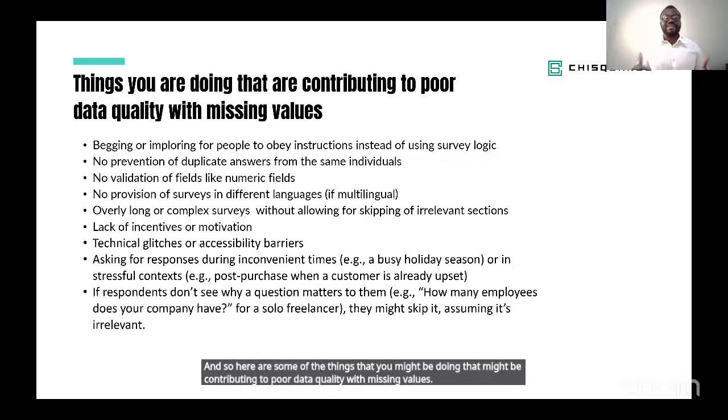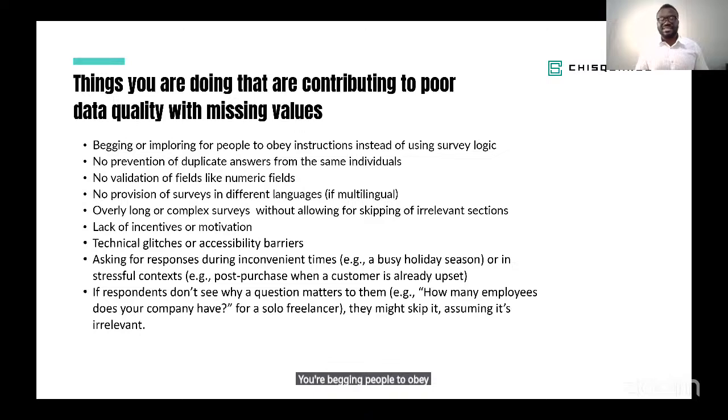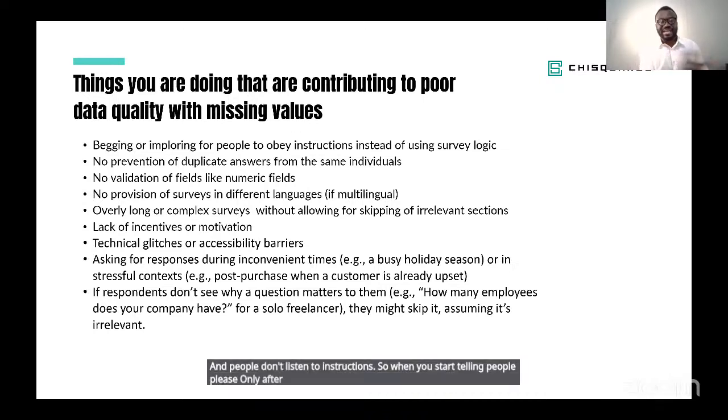You're begging people to obey instructions. One thing you have to realize is that people don't read and people don't listen to instructions. So when you start telling people, please only answer this survey if you're eligible, nobody's going to listen to that. You're going to have a whole bunch of bad responses. And then you now have to start coming and assigning them with missing values. And that very process introduces error into the system.